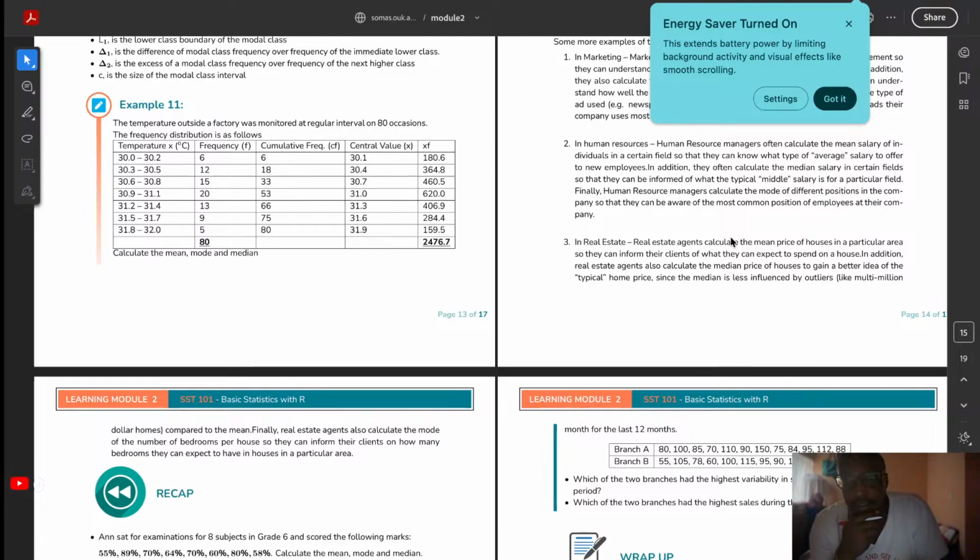In human resources, managers often calculate the mean salary of individuals in a certain field so that they can know what type of average salary to offer a new employee. In addition, they often calculate the median salary in certain fields so they can be informed of what the typical middle salary is for a particular field. Finally, human resource managers calculate the mode of different positions in the company so they can be aware of the most common position of an employee at the company.